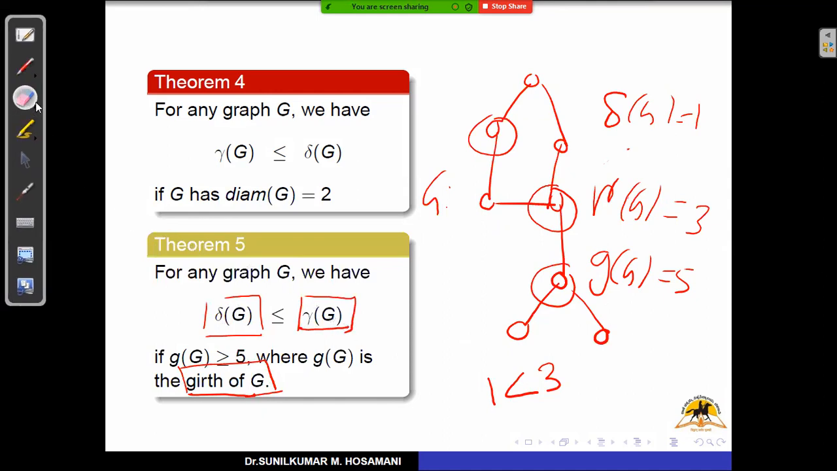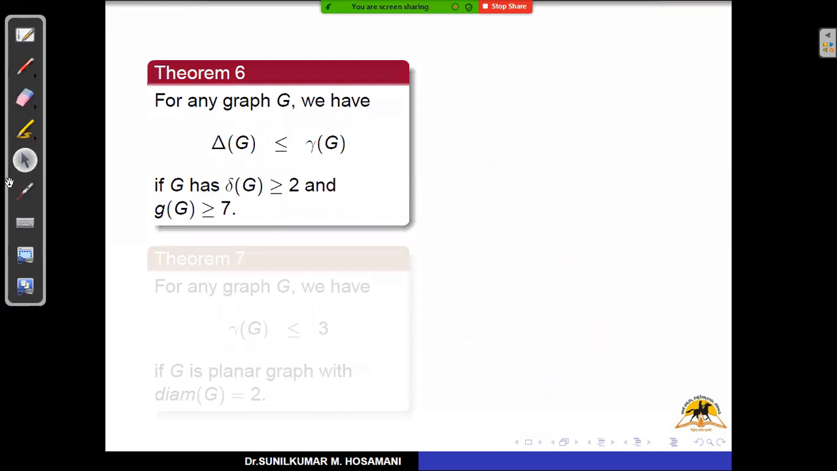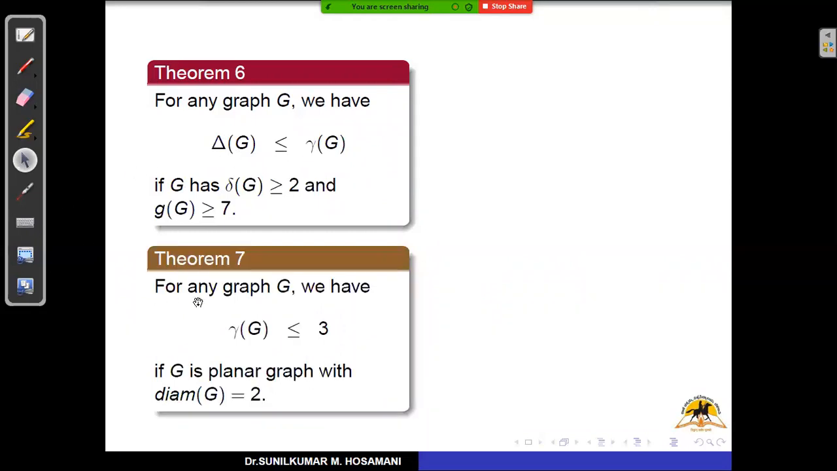So my next one. Okay. So again, same thing here. The maximum degree is less than or equal to the domination number if the minimum degree is greater than or equal to, and the girth of that graph is greater than or equal to 7. It means here you have to consider a graph with the length of the shortest cycle at minimum 7. Okay. In that case, the maximum degree of that graph is less than or equal to the domination number. Okay. Next one.